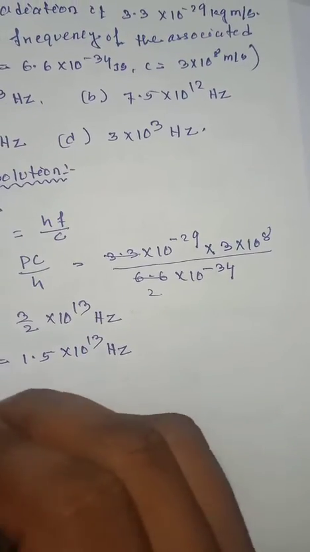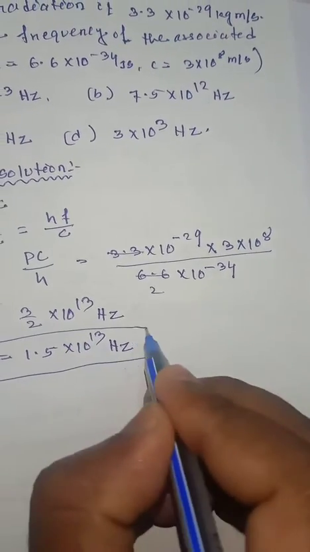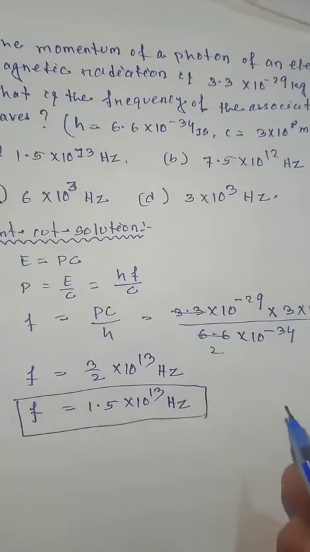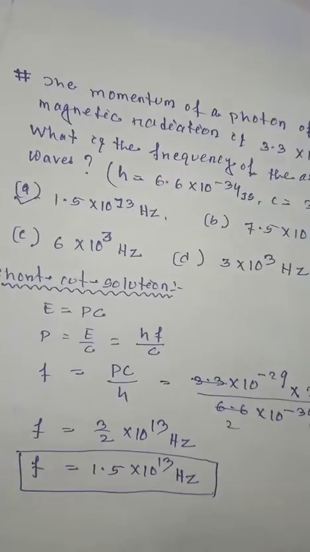Okay, your answer is 1.5. That means answer A is correct. Okay, answer A is correct.